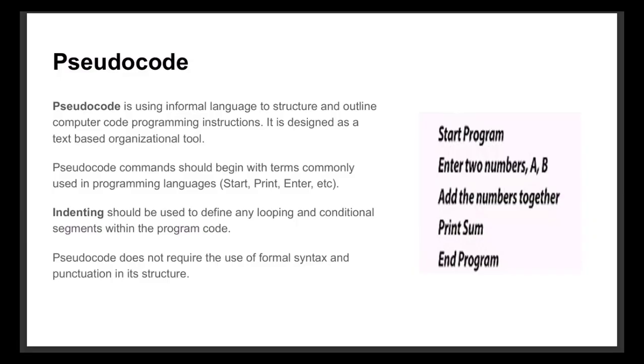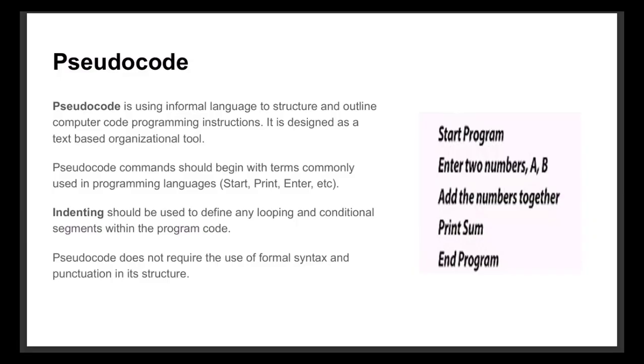With pseudocode, we will use a text editor to create an outline of all of the different commands that will be contained within our code, as well as placing them in the proper sequential order. When using pseudocode, you want to make sure that each command begins with a commonly used term in your programming language. These would be commands such as start, print, add, enter, and others. These are common commands that we use within our code to perform a specific action.